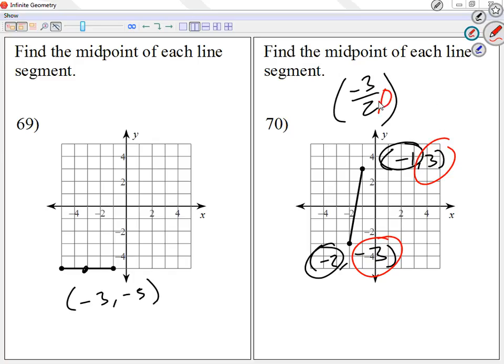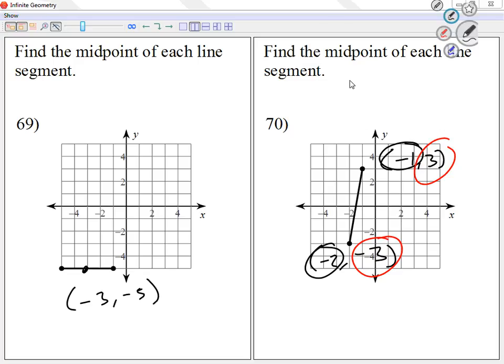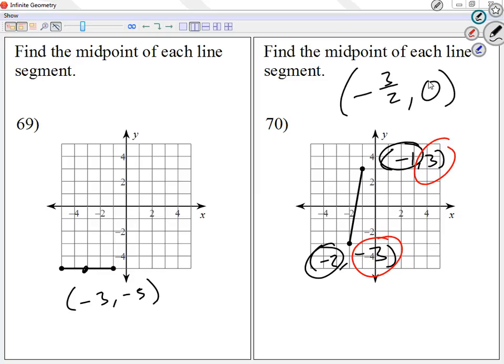So we're going to get 0. So my coordinates are negative 3 over 2, 0. Let me write that a little better. My x value is negative 3 over 2. My y value is 0. Once again, for the x value, I added the x's and divided by 2. For the y value, add the y's and divide by 2.